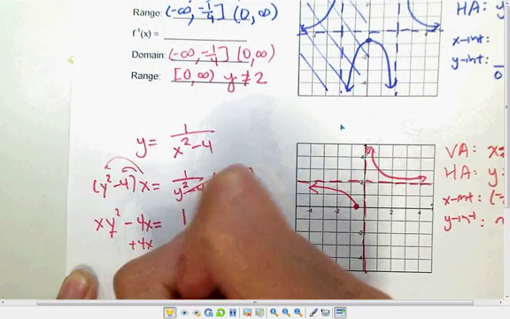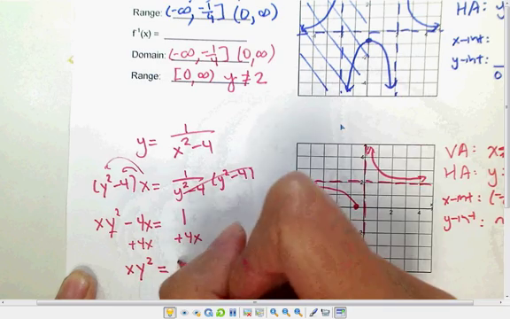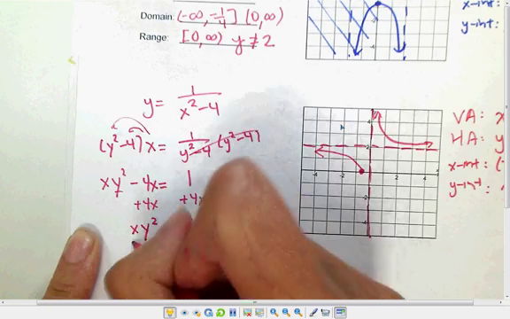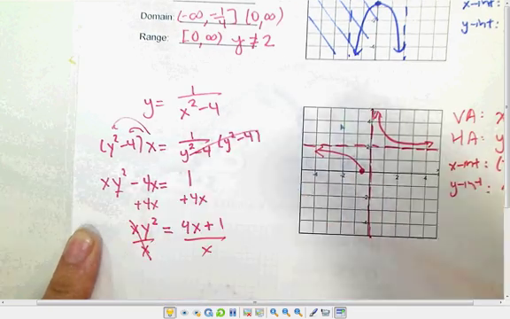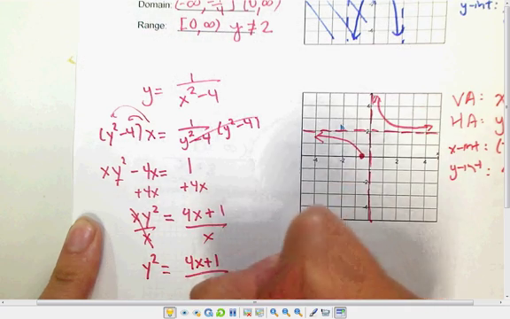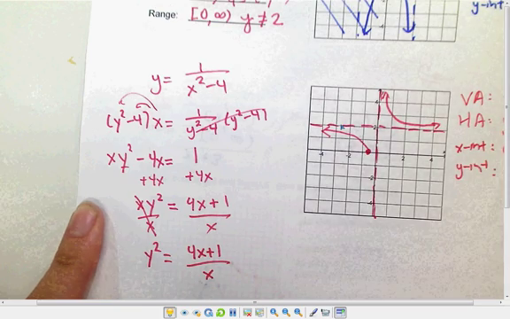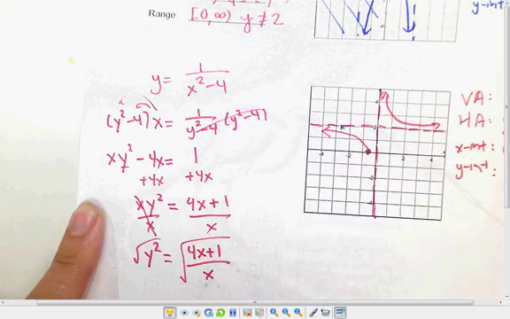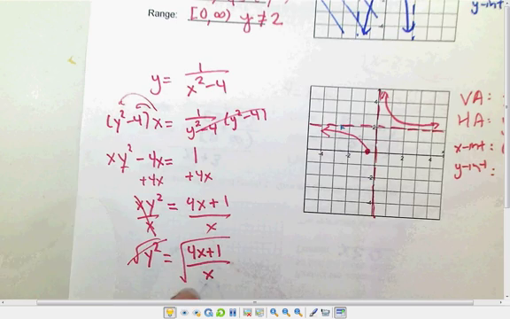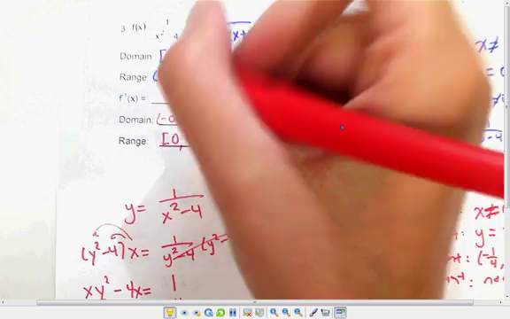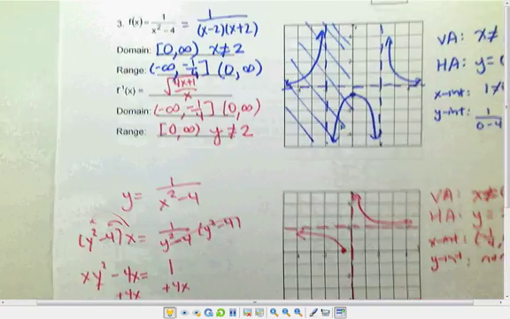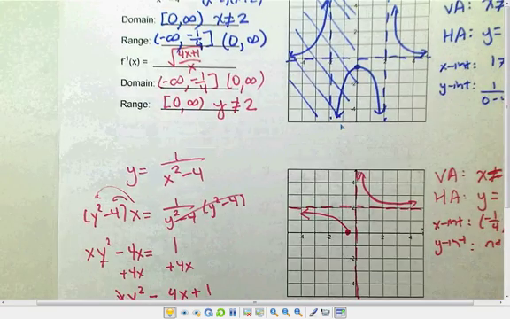I have xy squared equals 4x plus 1. And to get y by itself, now I'm going to divide by x to get rid of this. I have y squared equals 4x plus 1 over x. Last step, get rid of that squared. We're going to square root. And that gives us y by itself. And it's square root of 4x plus 1 over x. So that's what goes up here. 4x plus 1 over x. That is my inverse function.